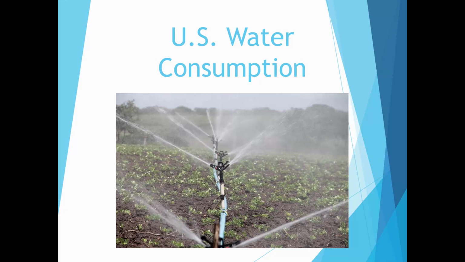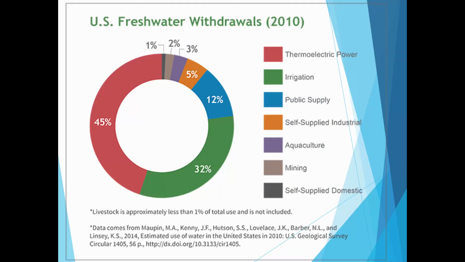Let's talk a little bit about how we consume water in the United States specifically. If we look at freshwater withdrawals in the United States, this is from 2010, you can see that there's primarily two areas where we withdraw more than 3/4 of our water. Those include thermoelectric power and irrigation. And then public supply is another 12%. The rest of these uses of water, while not insignificant, are much smaller. So we'll focus on the top 3 uses of water in the United States.